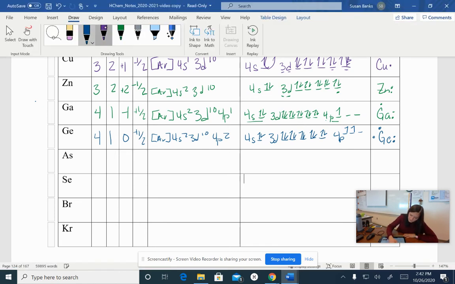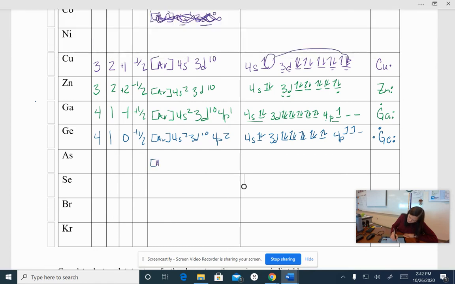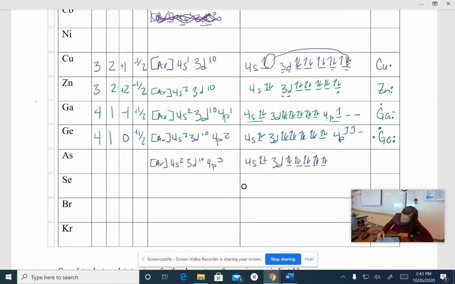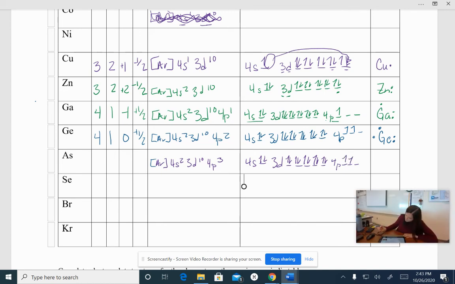Okay, next one, we have arsenic. So we're going to have argon, 4s2, 3d10, 4p3: 4s up and down, 3d, that's all going to be full, and 4p up and up. So you'll see for arsenic, we will have 5 valence electrons. So we will have 2, and then 1, 1, and 1, showing the distribution through those orbitals. It was a fourth level. It was a p orbital. It was in the positive 1 orbital, and it was a positive 1/2.